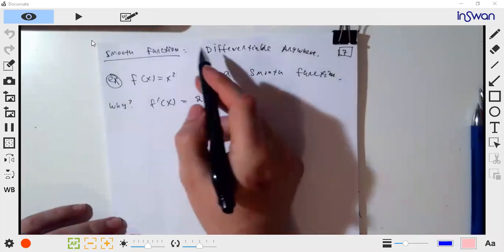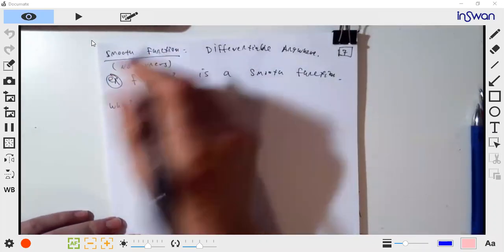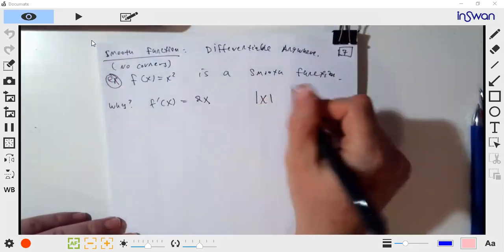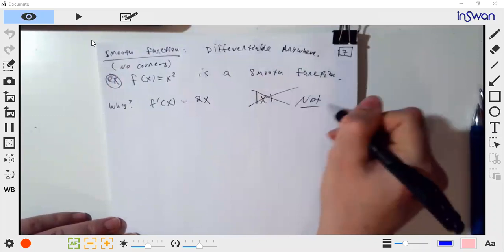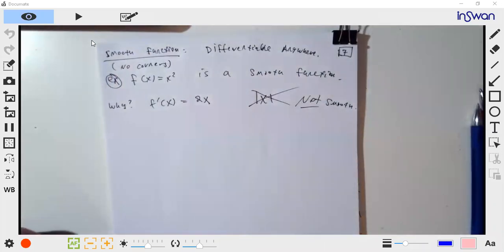A smooth function also means it has no corners. So absolute value of x is not a smooth function. The value at x equals 0 messes it up.